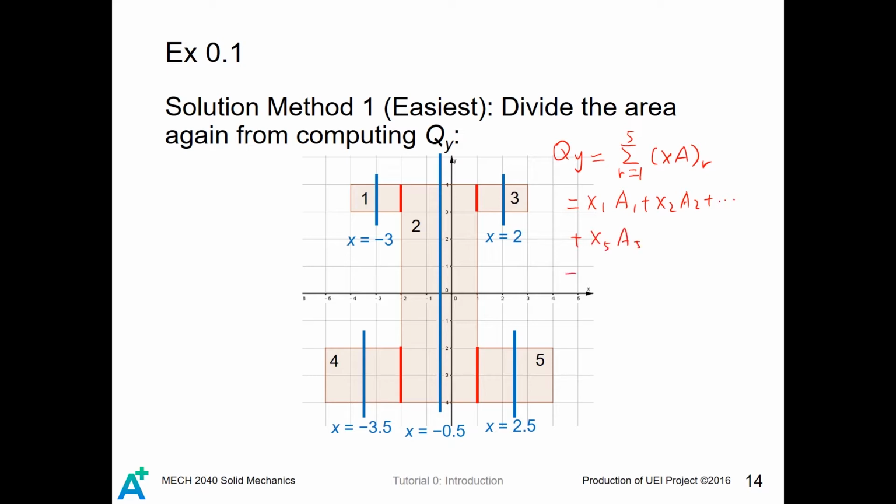It equals minus 3 times 2, minus 0.5 times 24, plus 2 times 2, minus 3.5 times 6, plus 2.5 times 6, which equals minus 6 minus 12 plus 4 minus 6, equals minus 20. So this result agrees with our previous result, as you can see.